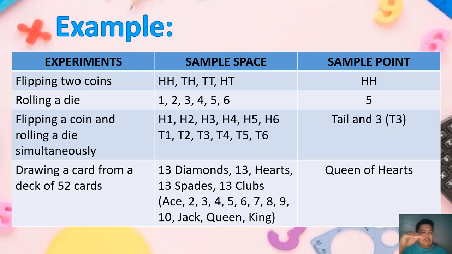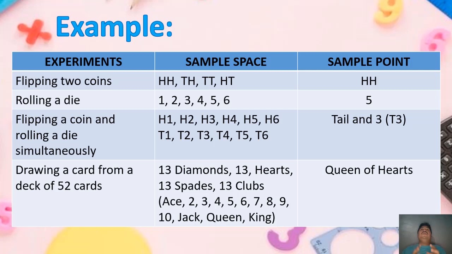And for our last example of the possible experiments is drawing a card from a deck of 52 cards. Sir, bakit 52? Di ba pwedeng 54 yan? Yes, pwedeng pag sinaba natin yung dalawang joker. Pero sometimes, we do not include the joker. Okay? We only focus for the 13 diamonds, 13 hearts, 13 spades, and 13 clubs. Sir, ano po yung compose ng 13 na yon? Ace, 2, 3, 4, 5, 6, 7, 8, 9, 10, and Jack, Queen, King. So, my sample point here is only one, which is the Queen of Hearts.